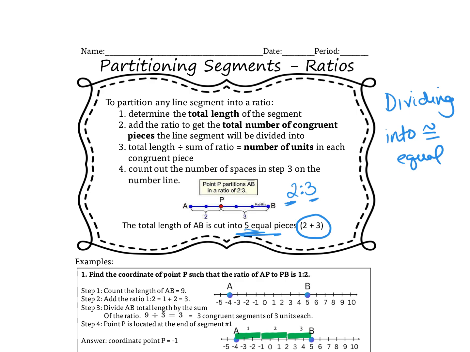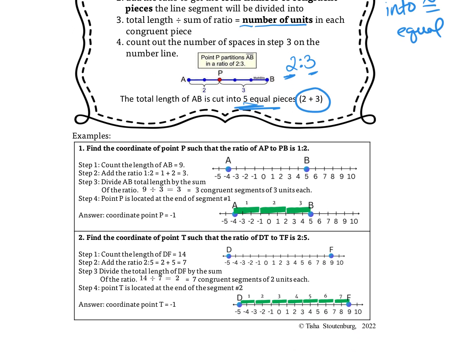And then from there, what we're going to do is divide the total length by the number of parts we need to break the line segment into. What that does is it tells me the number of units in each congruent piece. Okay, so a lot of steps here, but let's go through one and hopefully it'll make a little bit more sense.